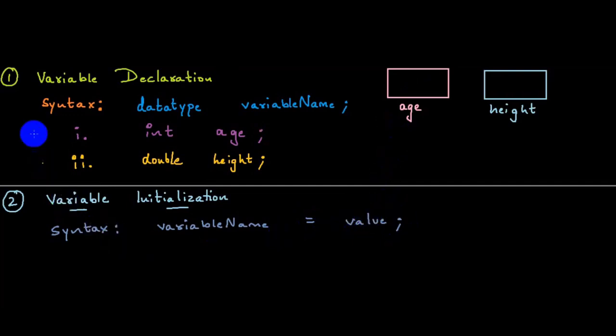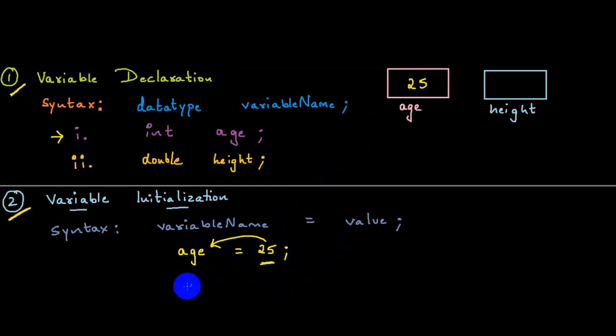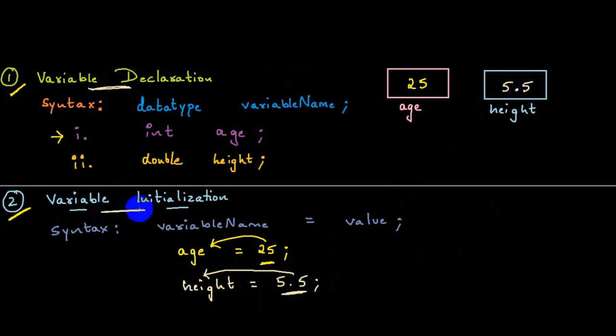So now what is happening here? First is declaration, second is initialization. First you have declared a variable, and then you initialize it. Initialization is age equals to 25. The value 25 is getting assigned into a container called age. Similarly, height equals to 5.5. The value 5.5 got initialized into a variable called height. So the first half is declaration and the second half is initialization. First you declare a variable, then you initialize it.